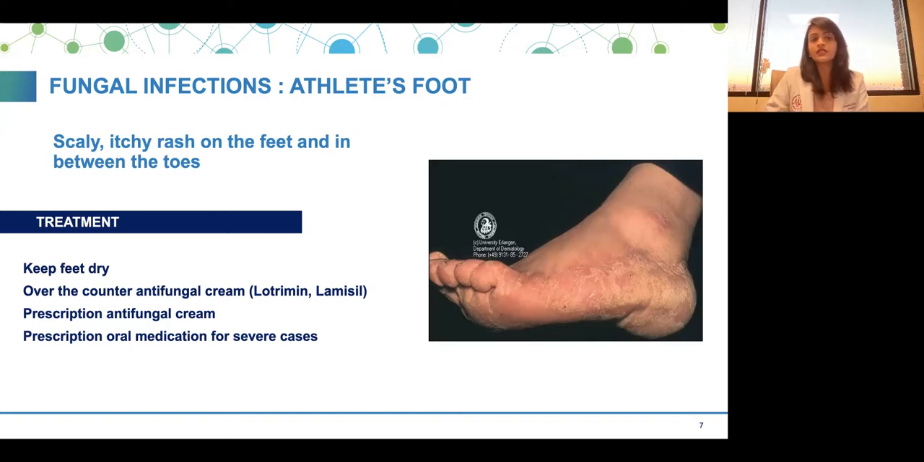So treatment, again, number one is to keep the area dry. And number two, you can always get started with over-the-counter antifungal creams such as Lotrimin or even Lamisil. And when that's not enough, you might need to see a physician to get prescription antifungal cream or even sometimes prescription oral medication for some severe cases.